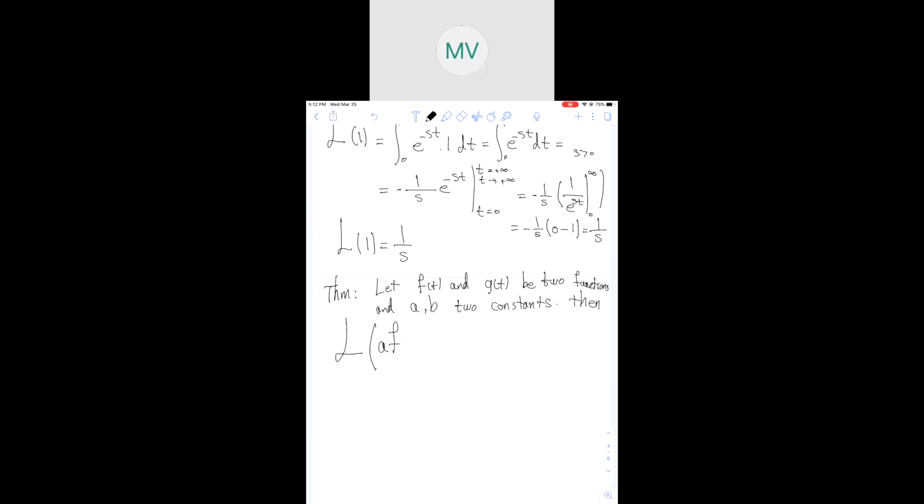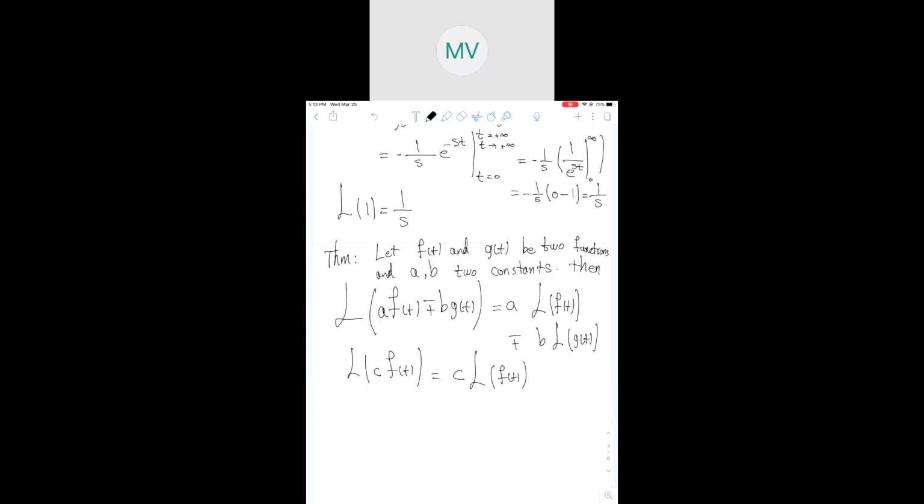the Laplace of a times f of t plus b times g of t, basically a linear combination of two functions with some constants, is literally like: find the Laplace of f of t, then multiply by a, find the Laplace of g of t, and multiply by b, right? Or in other words, if you're doing Laplace of c times f of t, you can simply pull out that constant. And of course, this is also true for subtraction. Okay.